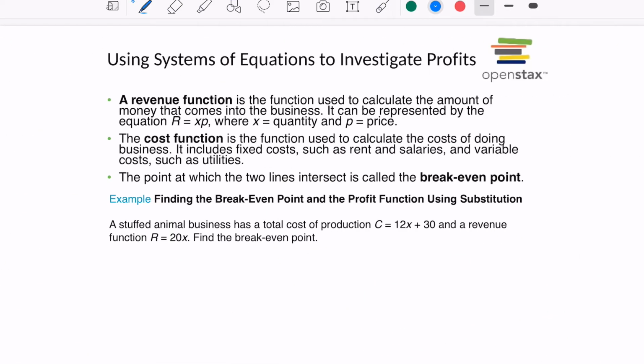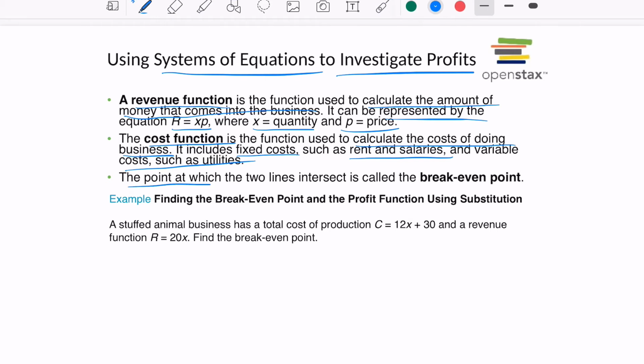Now, how do you use this system of equations to investigate profits? So one of those, we use a revenue function. Revenue function is the function used to calculate the amount of money that comes into the business, and it can be represented by revenue equals xp, where x is the quantity and p is the price. The cost function is the function used to calculate the cost of doing business, that includes the fixed costs, rent, salaries, variable costs, and utilities. Now the point at which both the lines intersect is called the break-even point.